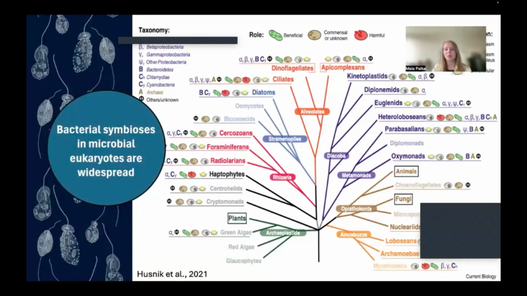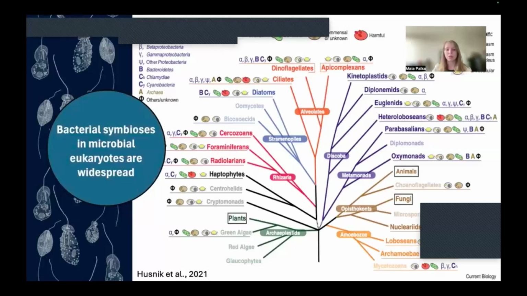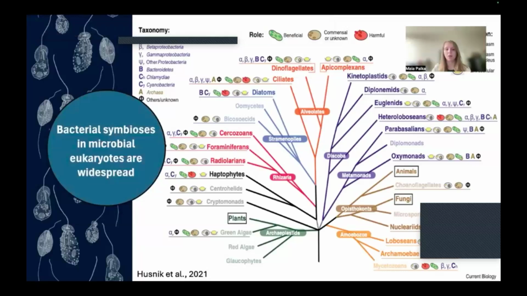You can see that in almost every single major protist group, there are representative taxa that possess some form of bacterial symbiosis. And these bacterial symbioses are diverse in their taxonomy, they're diverse in their role, whether or not they are beneficial, commensal, or harmful, as well as in their localization, where we can have bacteria that are present on the external surface of a cell. These are known as epibiotic bacteria. We can have bacteria that are present within the cytoplasm of a cell. These are considered endobiotic or endosymbiotic bacteria. And we can also have endonuclear bacteria that are present within the nucleus of the host cell.